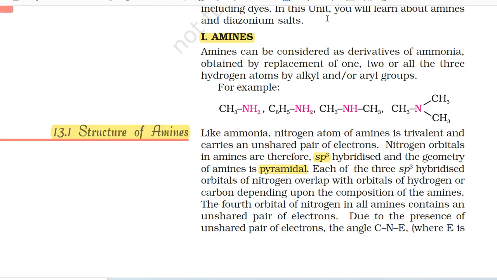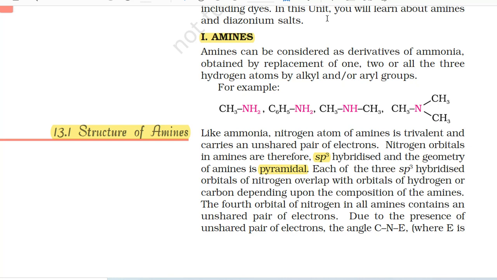13.1 Structure of amines. Like ammonia, nitrogen atom of amines is trivalent and carries an unshared pair of electrons. Nitrogen orbitals in amines are therefore sp3 hybridized and the geometry of amines is pyramidal. Each of the three sp3 hybridized orbitals of nitrogen overlap with orbitals of hydrogen or carbon depending upon the composition of the amines. The fourth orbital of nitrogen in all amines contains an unshared pair of electrons.